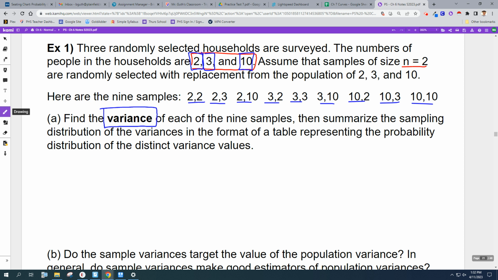Write really small here because I probably didn't give you quite enough room. Write small, I'm going to use up all of the space. Let's start by just copying the 9 samples. So we had 2, 2, 2, 3, 2, 10, 3, 2, 3, 3, 3, 10, 10, 2, 10, 3, oops, 10, 10.